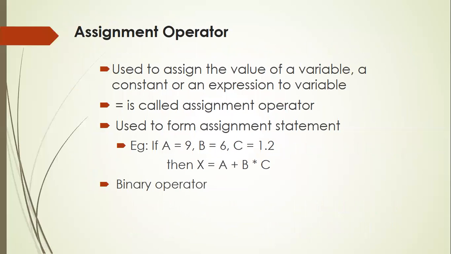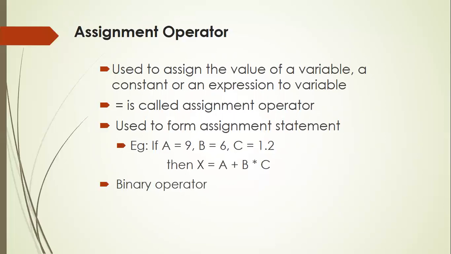The next category of operator is the assignment operator. The assignment operator is used to assign a constant value, or the value of one variable, or the value of one expression to a variable. In the case of the assignment operator, we have two components. Before the assignment operator, you have a variable, and to the right side of the assignment operator, we have either a variable, a constant, or an expression.